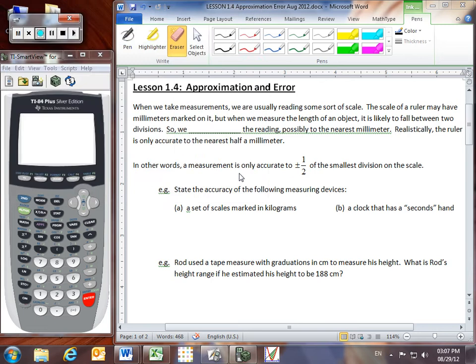Alright, let's look at lesson 1.4. This is the last lesson of the first unit, and it will cover approximation and error. When we take measurements, we are usually reading some sort of scale.